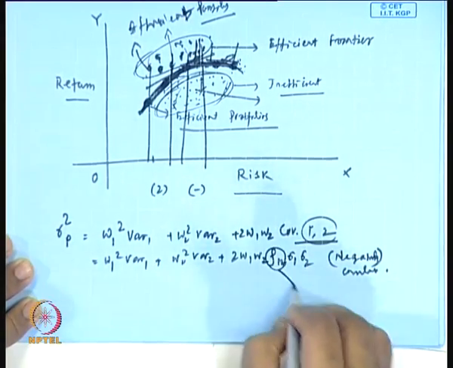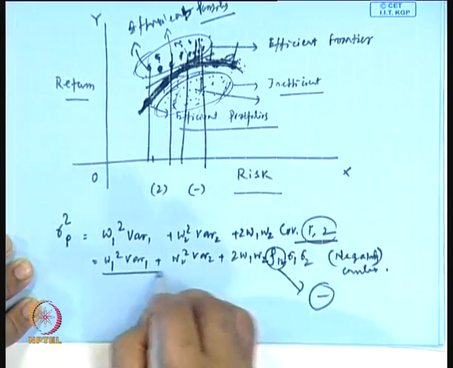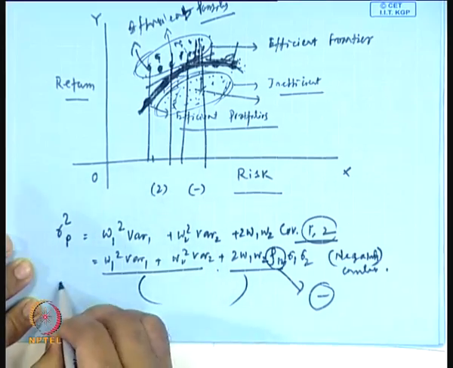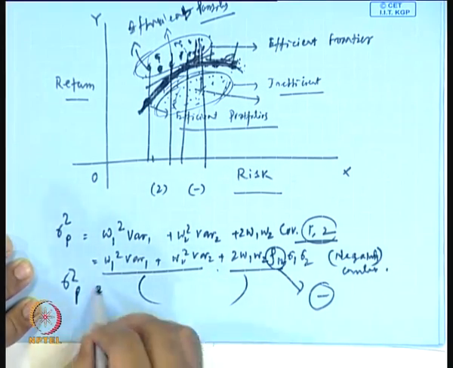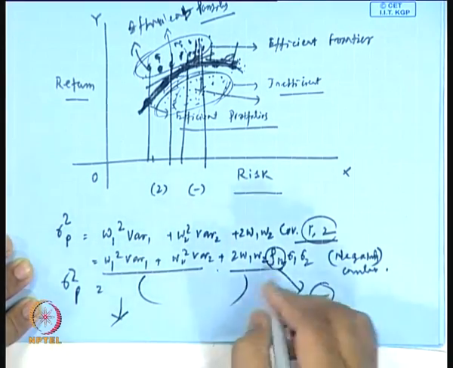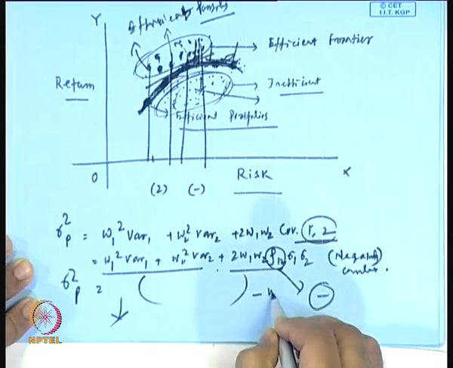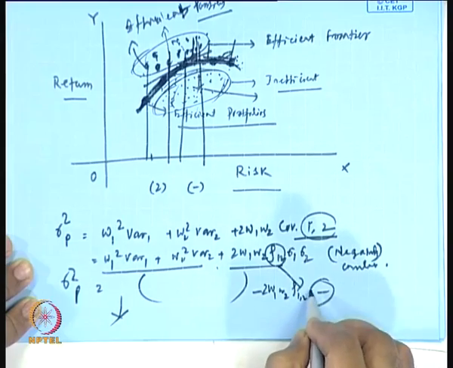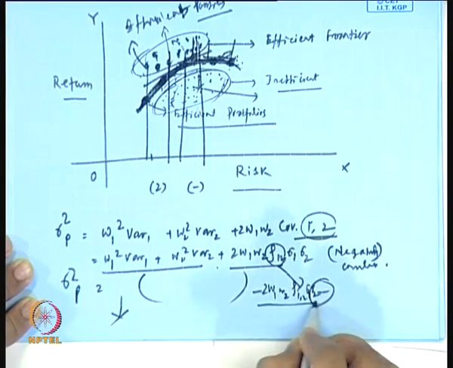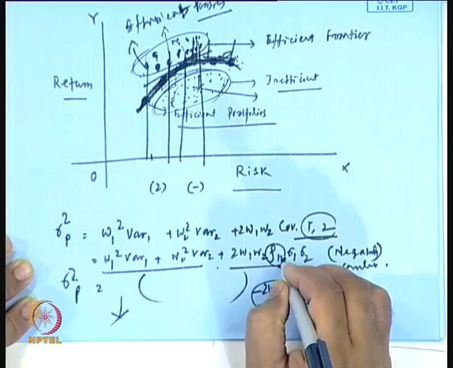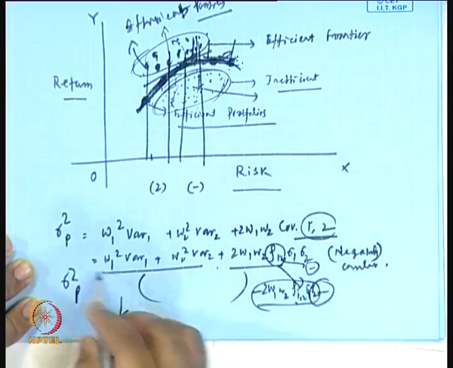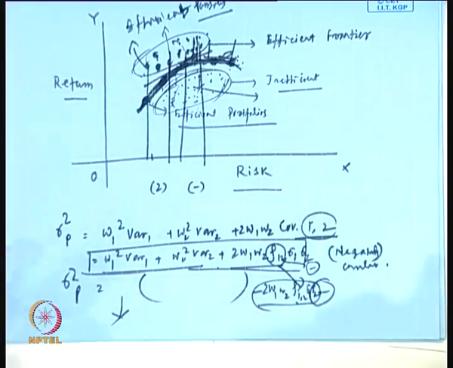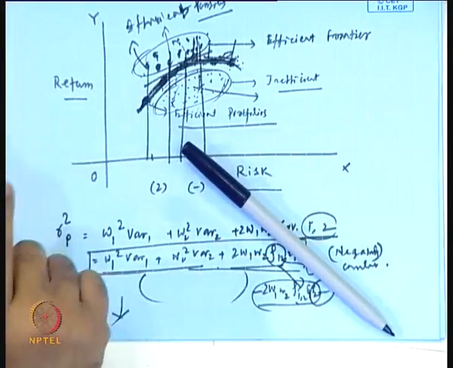But here, if this term is negative, then even if these two are positive and this is deducted from them, obviously the total value of the portfolio risk will go down, because this part will be minus 2 W1 W2 rho 1 2 and standard deviation 1, standard deviation 2. Therefore, if we can make this part negative, then in the overall portfolio the total risk can be minimized. That is what Markowitz was trying to explain.